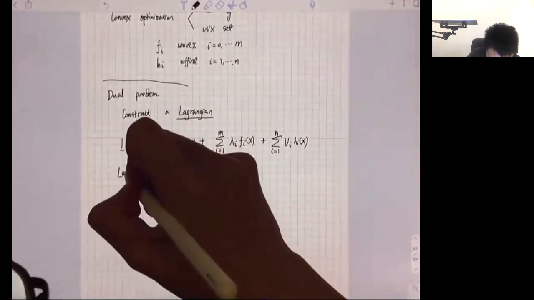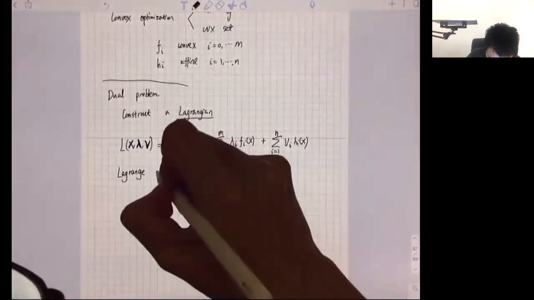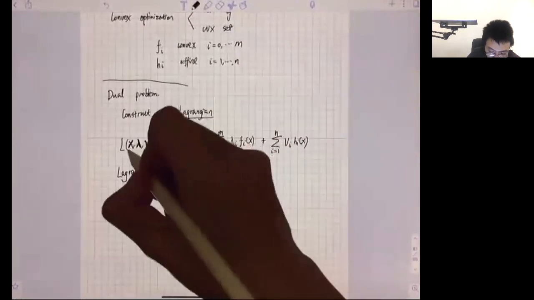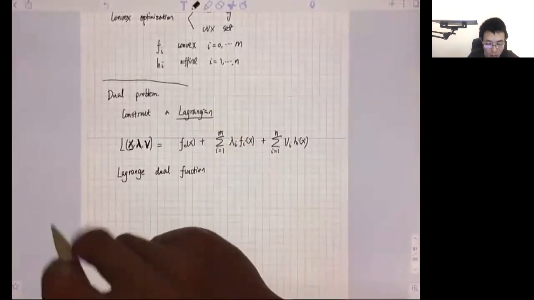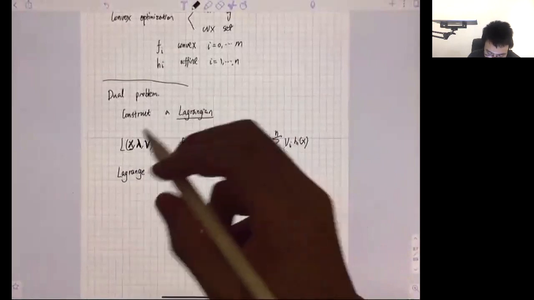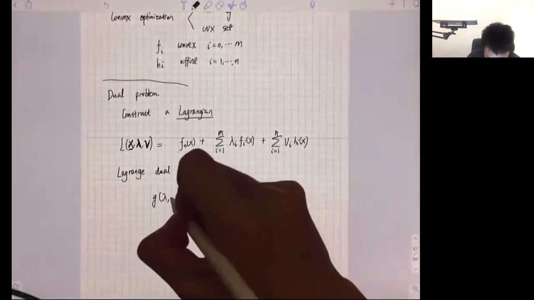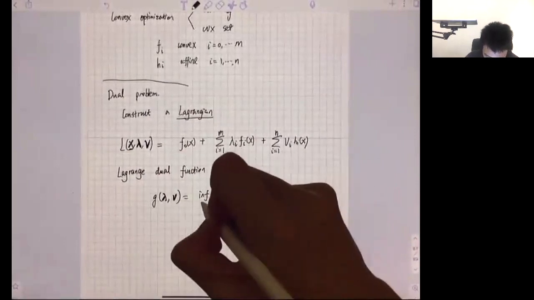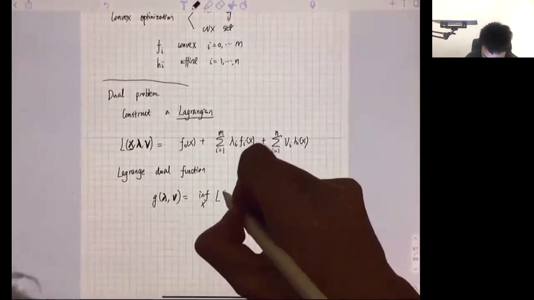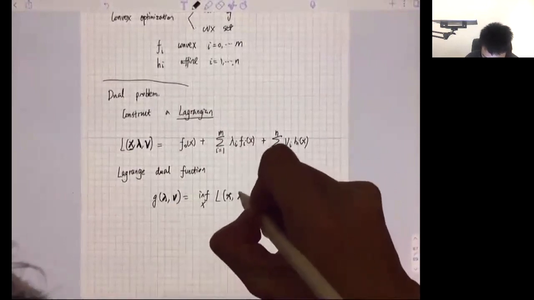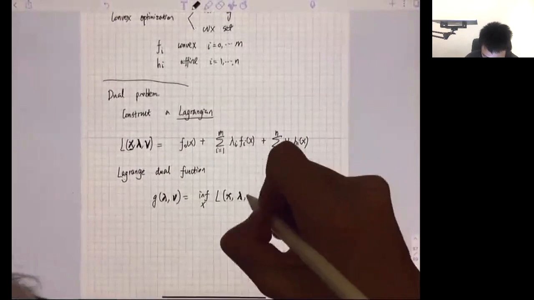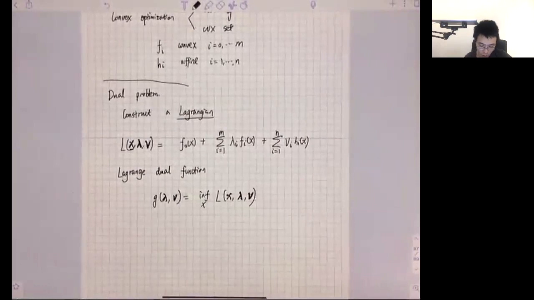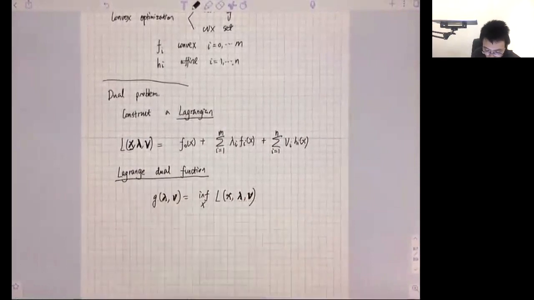And the Lagrange dual function is I eliminate the primal variable x in my Lagrangian, okay? So the Lagrange dual function is g of lambda, nu, as the infimum over x, Lagrangian of x, lambda, nu, okay? So this is the definition of Lagrange dual function.